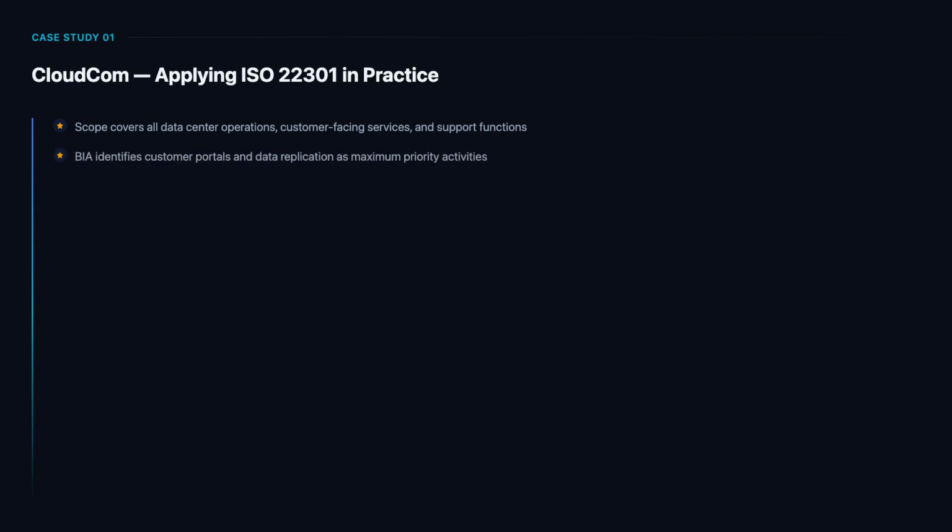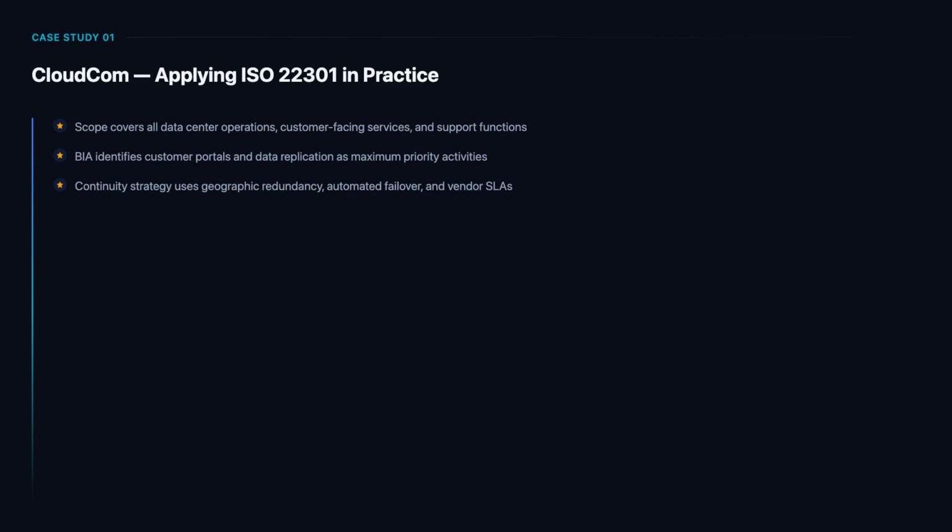Through the business impact analysis, CloudCom identifies its customer portals and data replication services as maximum priority activities with a recovery time objective of 4 hours. The course walks through the full BIA calculation using CloudCom's real service catalog.